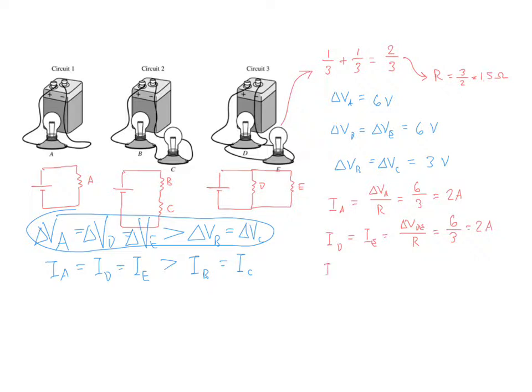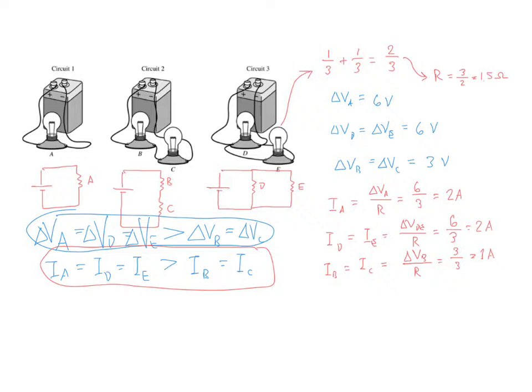And then IB and IC, we want to get the voltage across. Let's just look at one of those at a time. So the voltage across B divided by its resistance, that would be 3 volts divided by the resistance of B, which is 3 ohms, and that gives you a current of 1 amp. So there's 1 amp of current flowing through B and 1 amp of current flowing through C, and it matches this ranking right here.